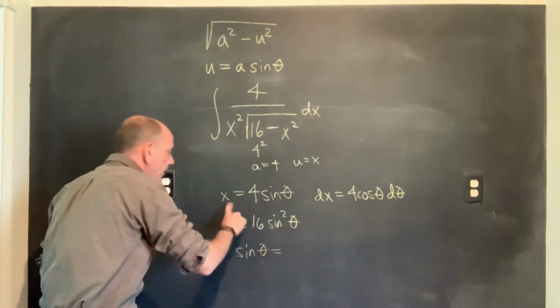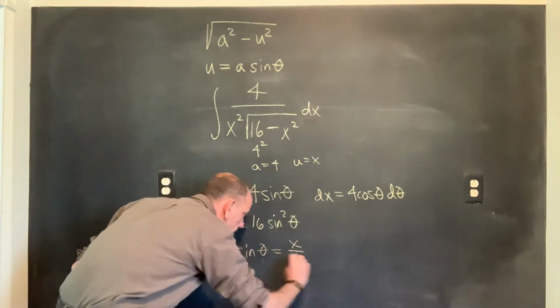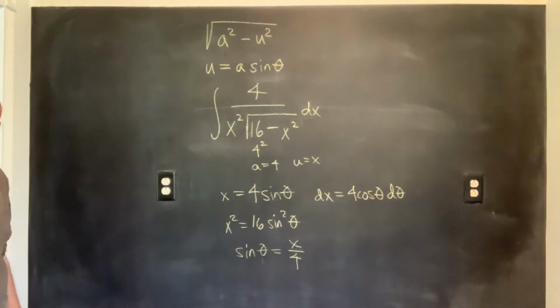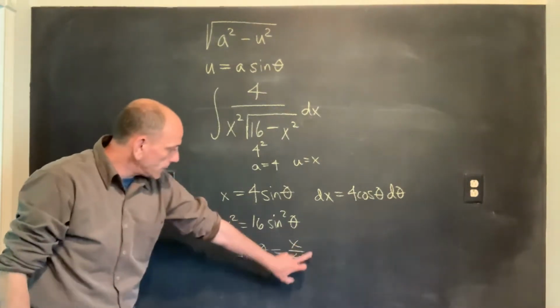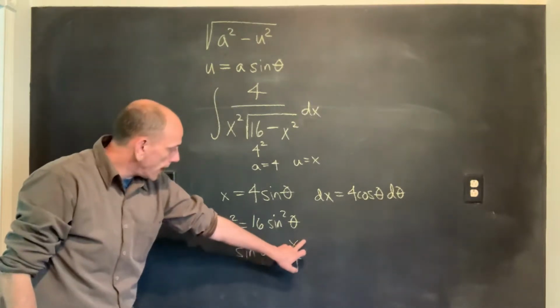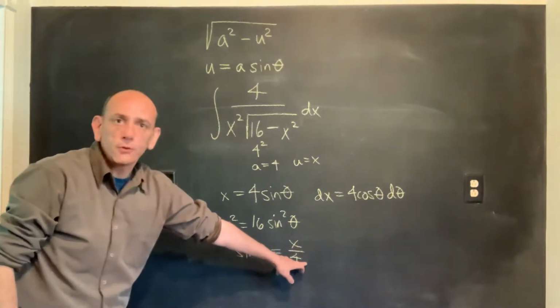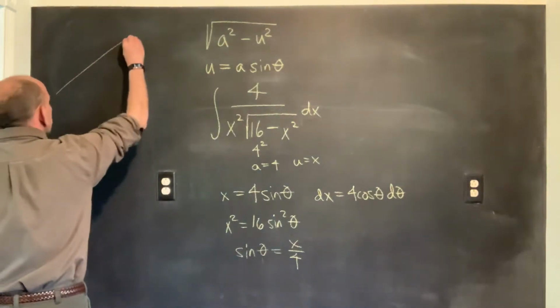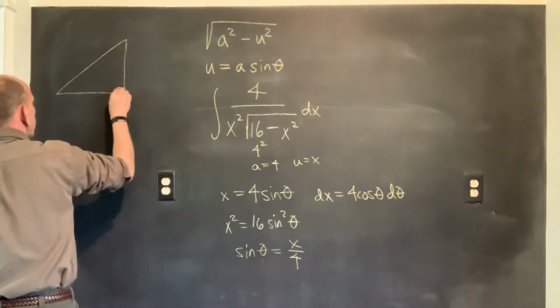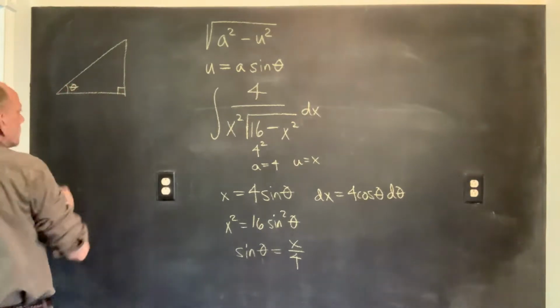The sine of theta is x over 4. Right? So that means that sine is opposite over hypotenuse. So the opposite must be x, and the hypotenuse has to be 4. So let's start to build our triangle here. Got a right triangle. There's my theta.